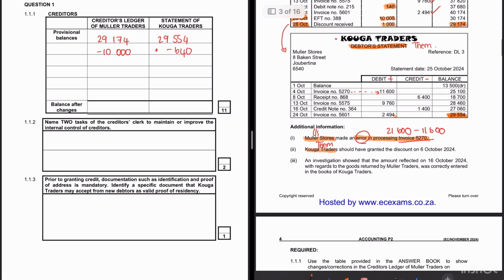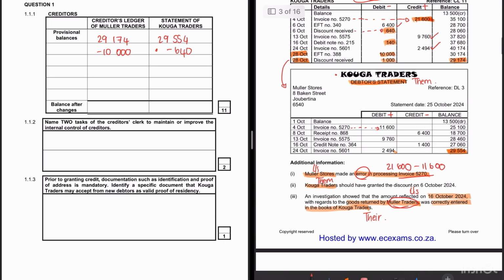Perfect. We've got number 3. An investigation showed that the amount reflected on the 16th of October with regards to the goods returned by Muller Traders was correctly entered in the books of Cougar Traders. So their books are correct. So it means Muller Traders, our books, are incorrect. Okay, so where was this amount? 16th of October. 16th of October. We're saying which amount was correct? 1.4. 16th of October.